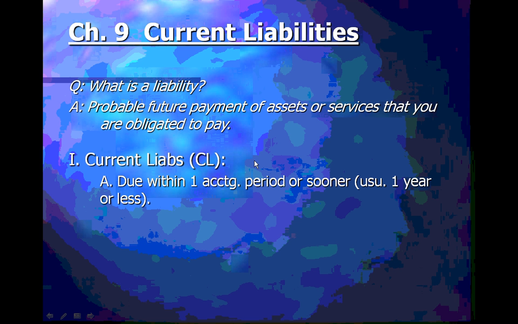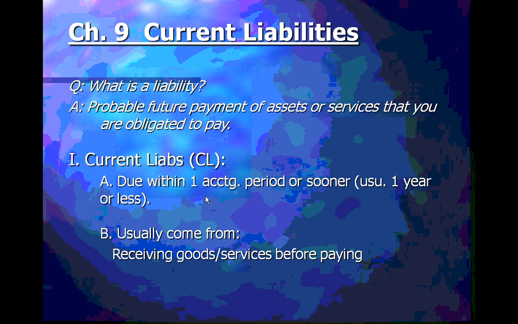Okay, so even on a long-term loan, they'll break out a chunk of that loan and call it a current liability. If you had a $500,000 loan on a property or something like that, you would break out the chunk of that that was due within a year or less, or one accounting period or sooner. So usually 1 year or less, and that's called current liabilities.